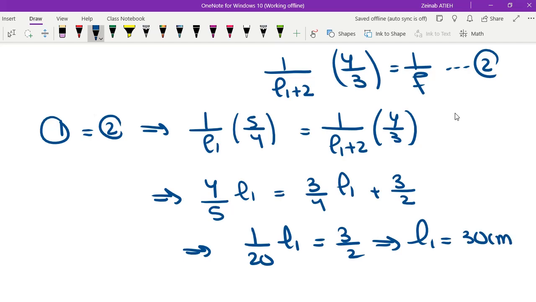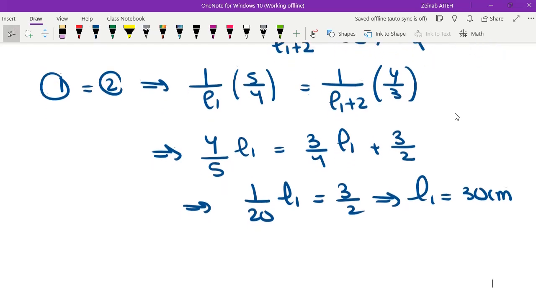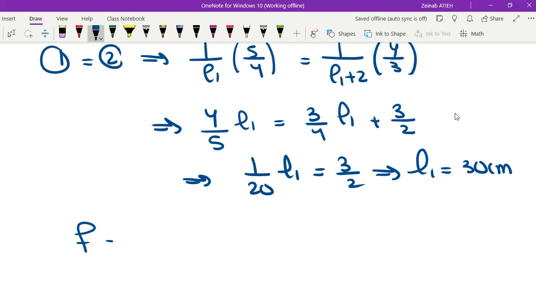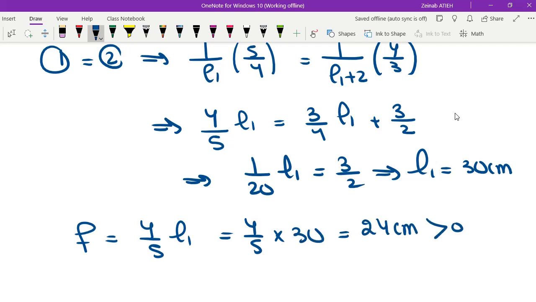So L1 came out positive, as I expected, since it is a real object. If L1 were negative, my assumption would be wrong. So F in this case equals 4 over 5 L1. You can use relation 1 or relation 2; I used relation 2. F equals 4 over 5 L1, from equation 2, equals 4 over 5 times 30. We will get 24 centimeter, which is positive.